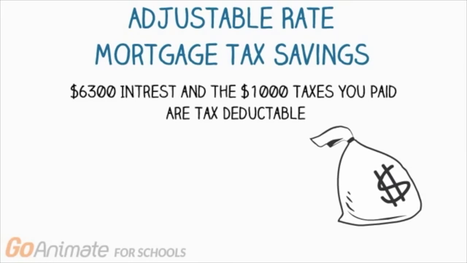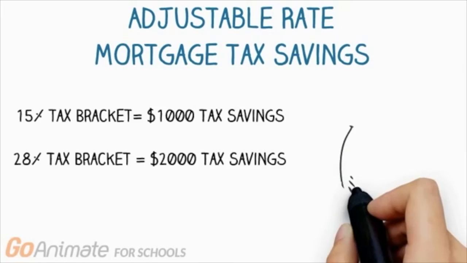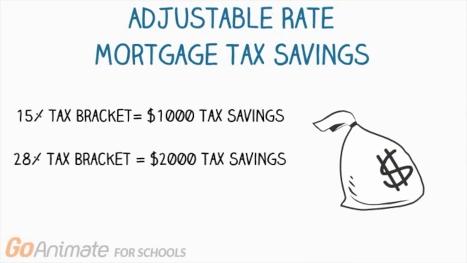If you're in the lowest income tax bracket, 15%, that would save you a little over $1,000 a year in your tax bill. If you're in a higher tax bracket, let's say the 28% bracket, that would save you a little over $2,000 just on that one adjustable rate mortgage that you bought. So a tax benefit is a major benefit, really, to home ownership. But you don't get that benefit right away.